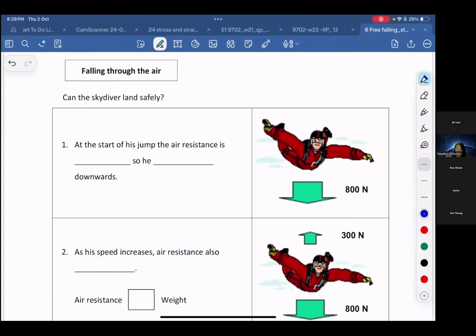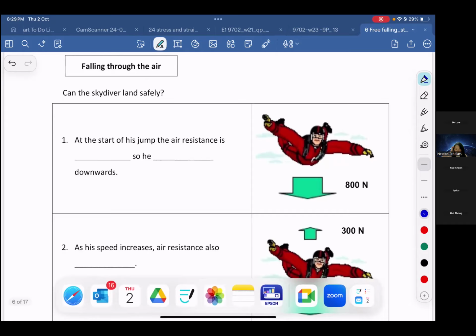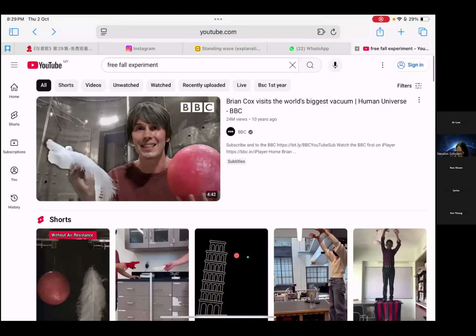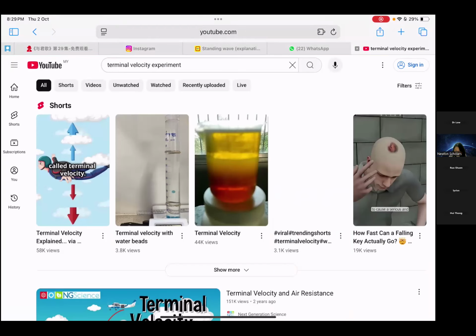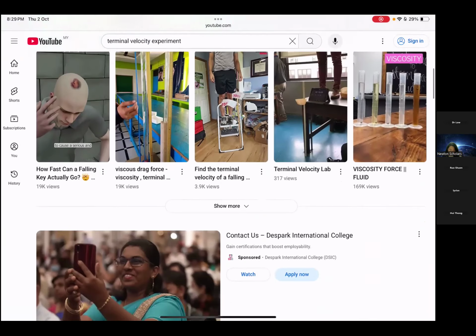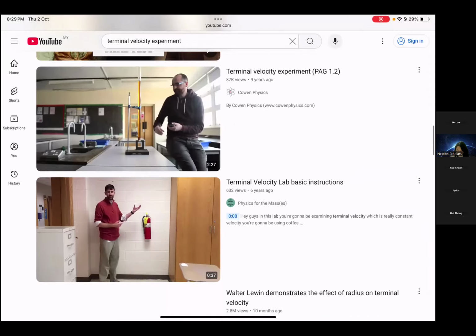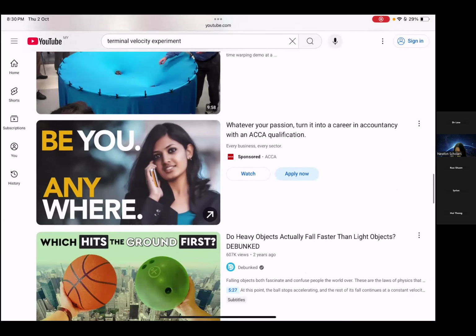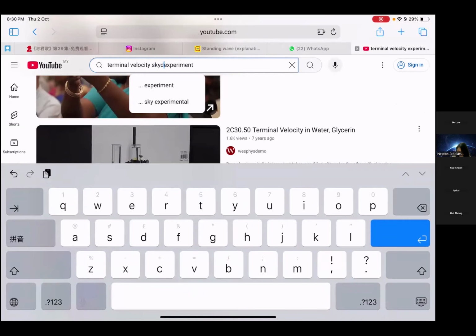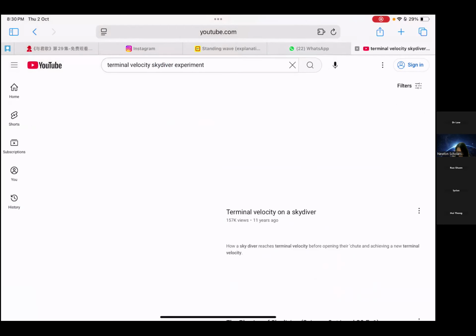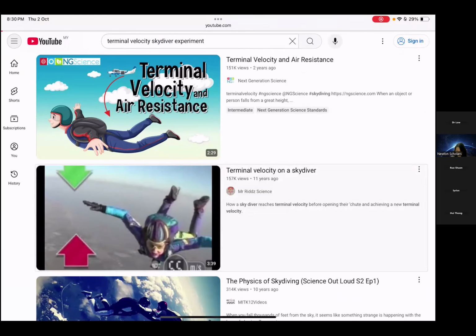Okay, I'm here. Just now we learned about motion without air resistance. Now we learn about motion with air resistance. Let me have a look, I'm finding the video. Terminal velocity. Where is the video that I want? I want this one.